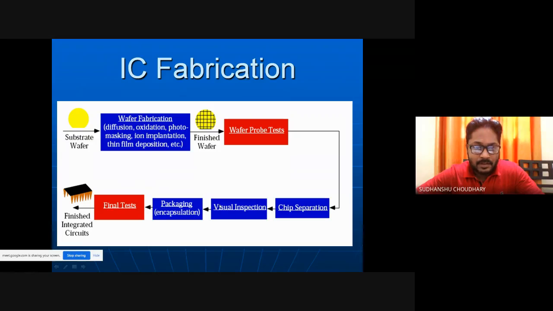So after visual inspection, one can think about packaging the individual dies or individual ICs. So packaging or encapsulation, that is, you pack them or encapsulate them in some sort of hard casing or protective housing like this, right? And then once you have this, one has to perform final testing, testing all combinations of input if possible, to see whether the integrated circuit behaves as required. So before selling to the customer, final testing is very important.